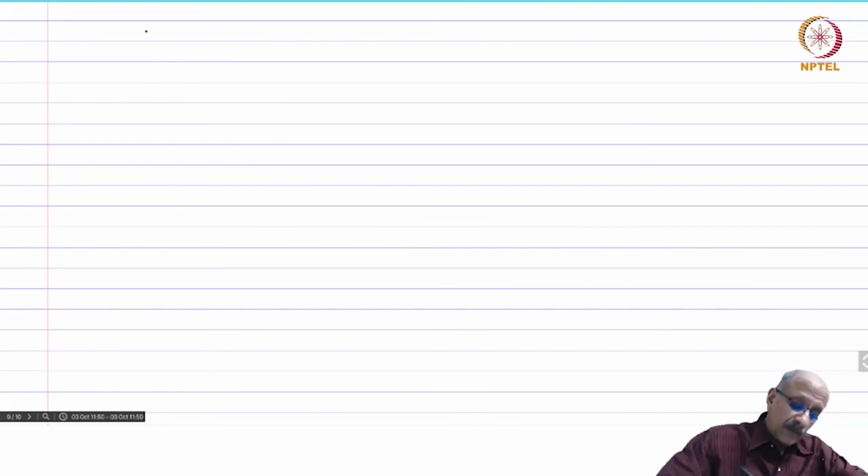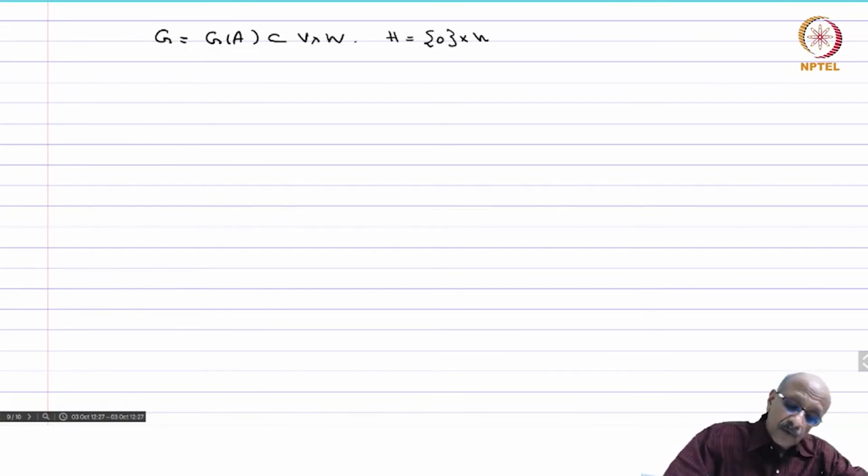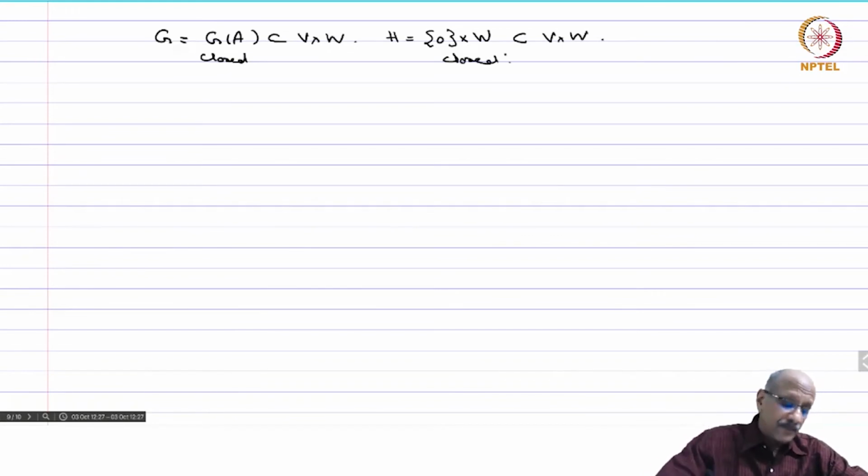Now we will set G to be G of A, the graph of A. This is contained in V cross W, and H to be 0 cross W, which is again in V cross W. Now, by hypothesis, this is closed and this is trivially closed, so there is no problem. And now, what can you say about G plus H?